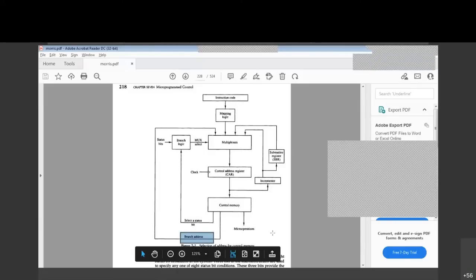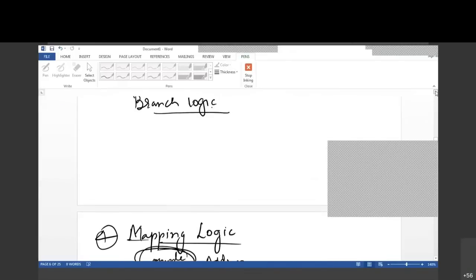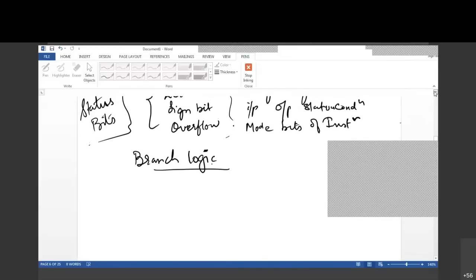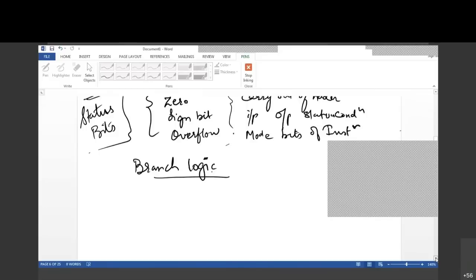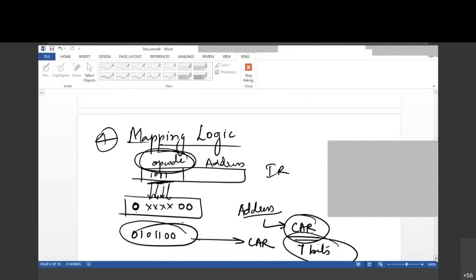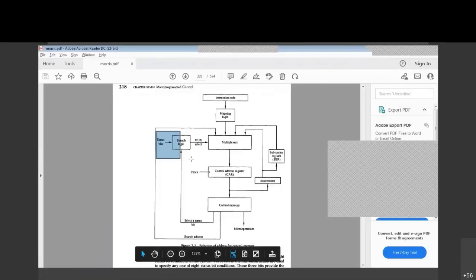Next one was conditional jump where we need to check status bits. We had seen that we have different flags which need to be checked as part of the condition, and only if the condition is true does branching take place. These were the flags which we discussed; these are some examples of status bits. Looking at these status bits, if the condition is met, then branching takes place, and that address is provided over here.